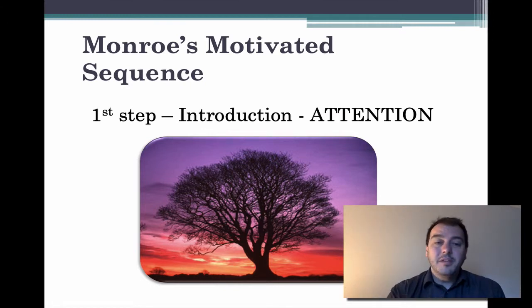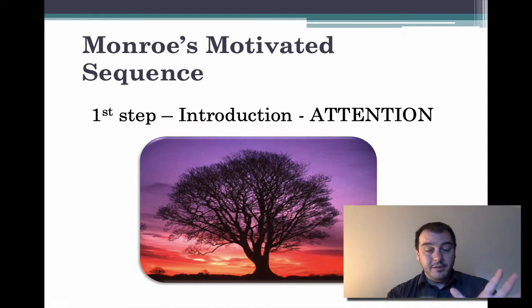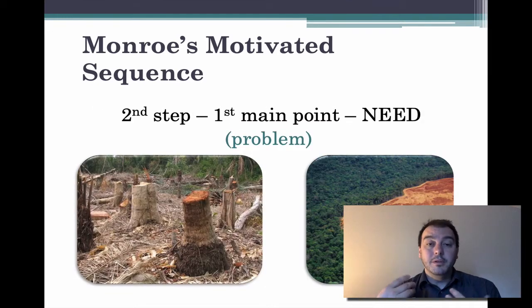The next step in Monroe's motivated sequence is the first main point. So you gathered the audience's attention. Now we need to explain a problem. And Monroe called this the need section of the speech. And I really actually like that nomenclature, need. Because he wasn't saying, hey, there's a problem, look over here. He's saying, there is an issue that needs to be solved. We need to take action. You need to do something about this.